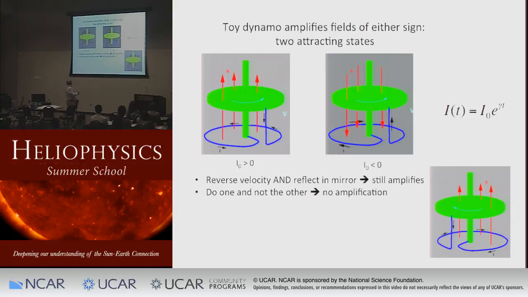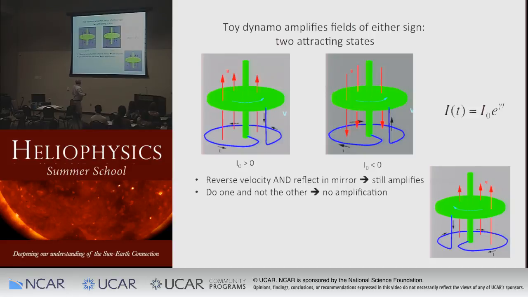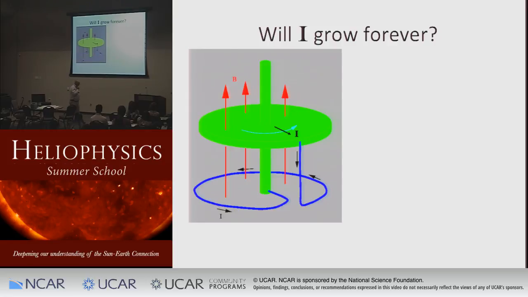If I put this in the mirror and also mirror my rotation, it will also amplify. You can try this out at home. But one thing it will not do is if I flip it in the mirror and try to rotate it in the same direction, now both terms will be negative and I'll always get exponential decay. All right. This sounds like magic, right? It sounds like I'm going to be able to generate infinite amount of magnetic field as the thing grows exponentially.